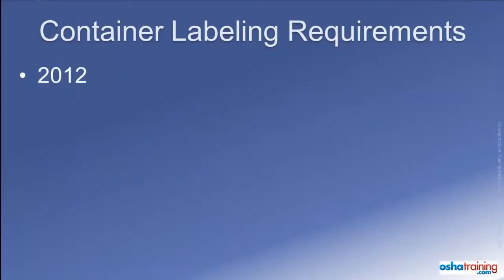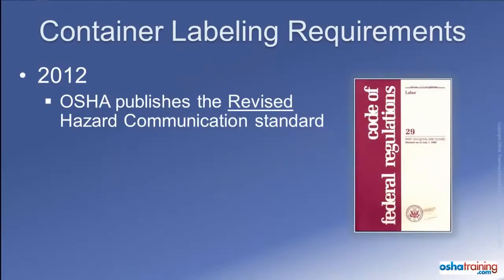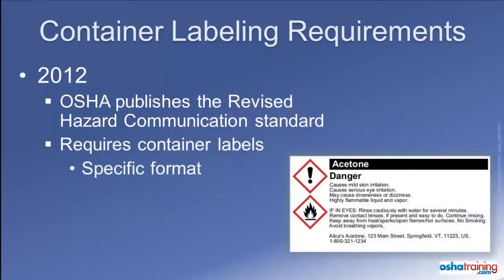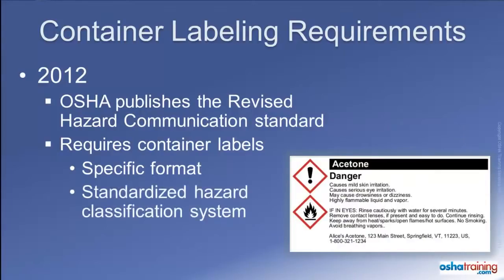So in 2012, OSHA revised their Hazard Communication Standard, and a major part of that revision was how containers had to be labeled. While manufacturers still have to put labels on their containers, now that information has to follow a specific format. And there is a standardized hazard classification system that must be utilized on container labels to convey information about the physical and health-related hazards associated with that product.